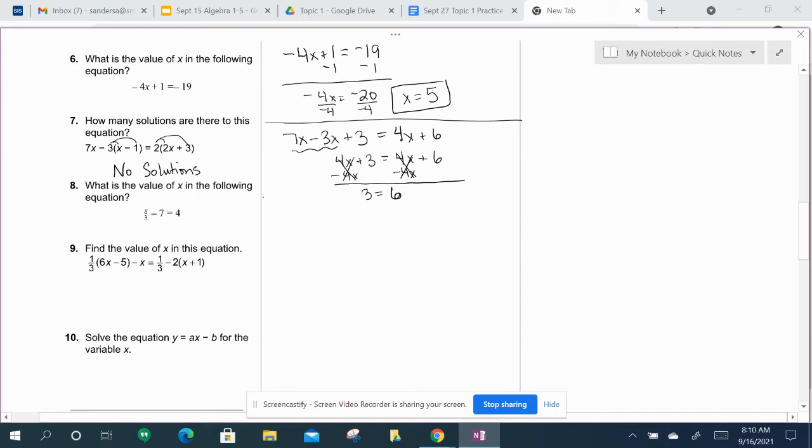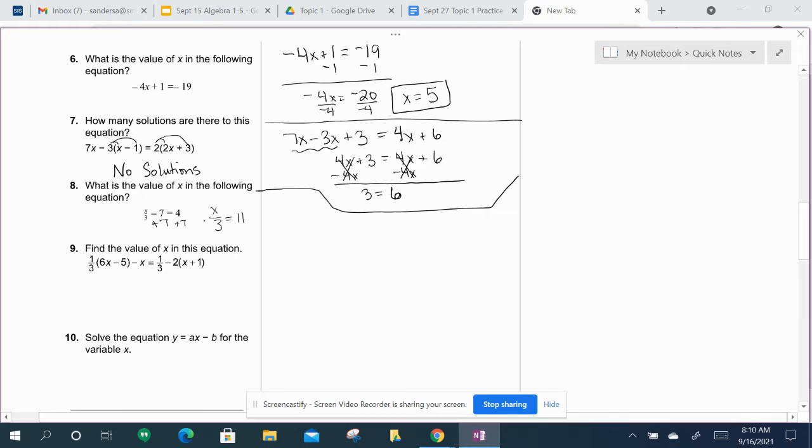Number 8 says, what's the value of x in the following? Again, when I look at this one, x is being trapped in that division problem. So I want to start by adding the 7 to each side. And when I do that, I end up with x divided by 3 is equal to 11. Now I can worry about getting that x free.